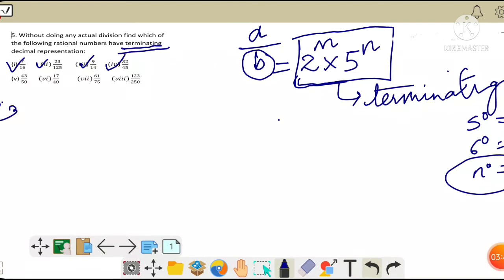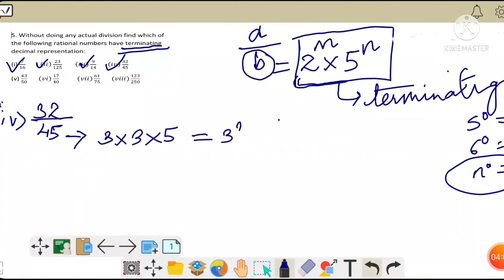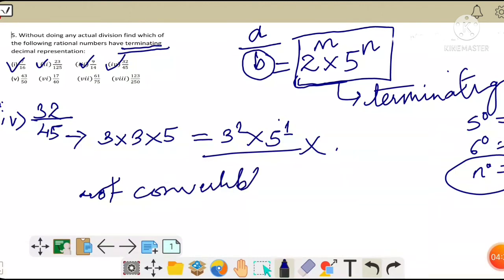Next one, question number 4, 32 by 45. In the denominator, it is 45, so it can be written as 3 into 3 into 5. 3 3s are 9, 9 5s are 45. There are 2 3s and 1 5. We got 5 to the power n, but we did not get 2 to the power m. So it cannot be represented in the form 2 to the power m into 5 to the power n, so it cannot be represented as a terminating decimal. So it is not convertible.